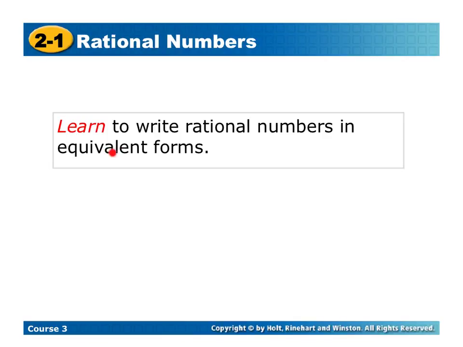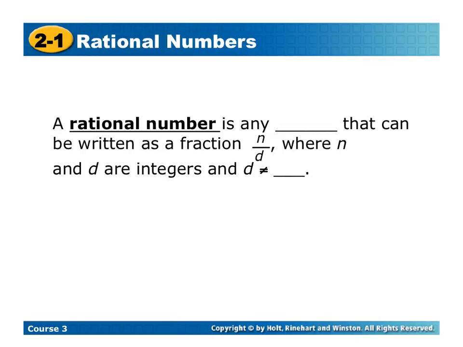Alright, so today we're going to be looking at writing rational numbers in equivalent forms. Let's start with the definition. A rational number is any number that can be written as a fraction. So for example, n over d, where n and d are integers and d is not equal to 0.